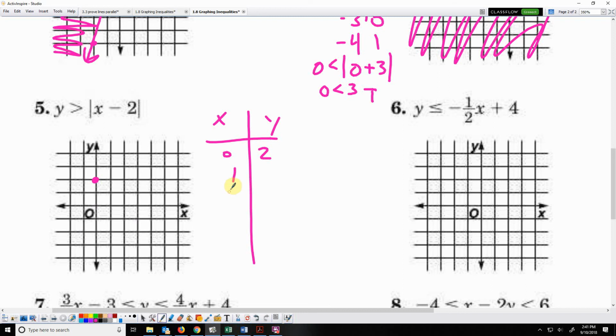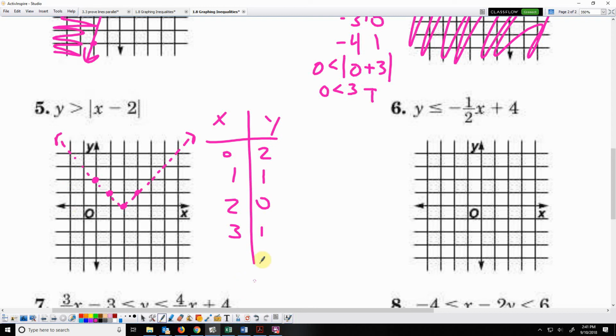Let's try 1. 1 minus 2 is negative 1. Absolute value is 1. 2 minus 2 is 0. Absolute value is 0. 3 minus 2 is 1. Absolute value is 1. And we've got our V. Once again, it's not underlined, so it is dotted. So there's our V.